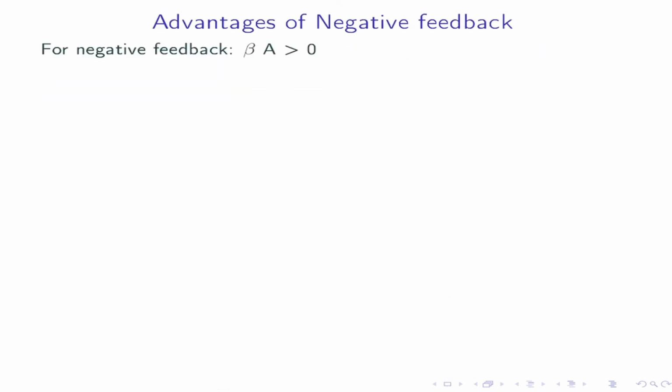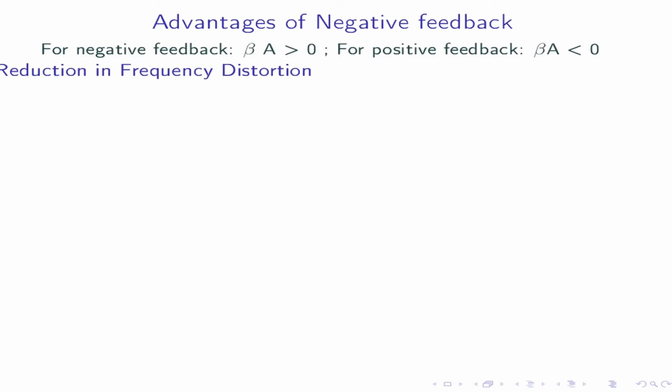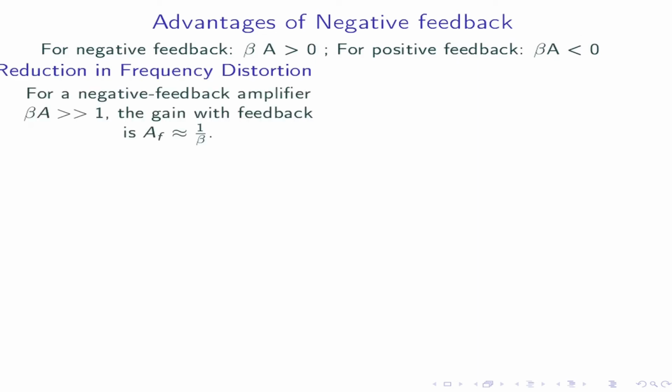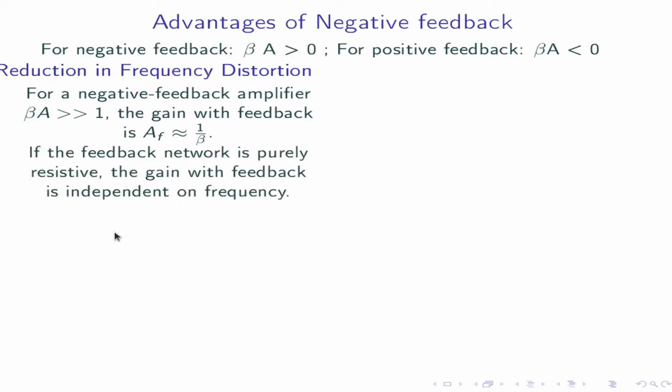Advantages of negative feedback. For negative feedback, beta A is greater than 0, and for positive feedback, beta A is less than 0. Reduction in frequency distortion. For a negative feedback amplifier, beta A is normally very much greater than 1. We know AF is equal to A by 1 plus beta A. Since beta A is very much greater than 1, 1 plus beta A is approximately equal to beta A. Therefore, AF is approximately equal to 1 by beta. If the feedback network is purely resistive, the gain with the feedback is independent of frequency. Thus, the frequency distortion reduces in negative feedback.